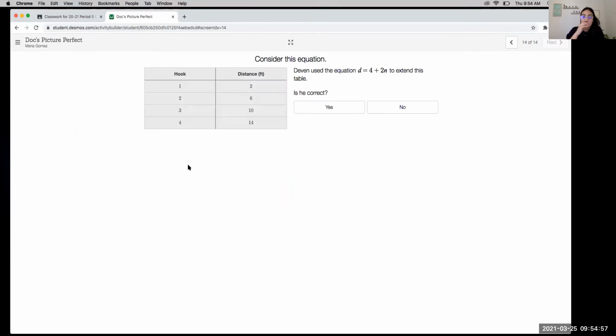Slide 14. So slide 14 is about another student, definitely not from our class because you guys were fantastic. But here we have Devin from a different math class. He's writing an equation for the table that we see here. So we have some evenly spaced hooks. Take a look at your evenly spaced hooks, the distance between them, and think about the equation that David used. Is his equation correct to show the spacing between these hooks? Yes or no? And think about how we wrote ours.